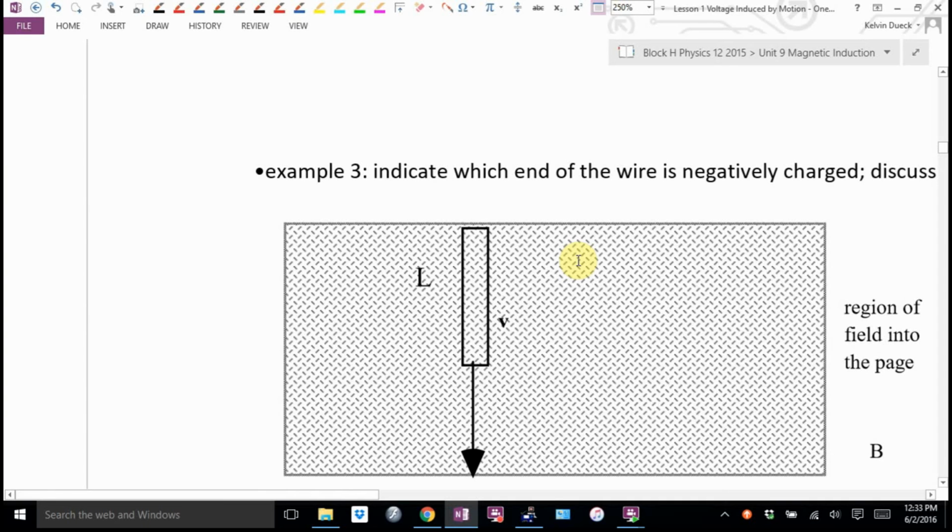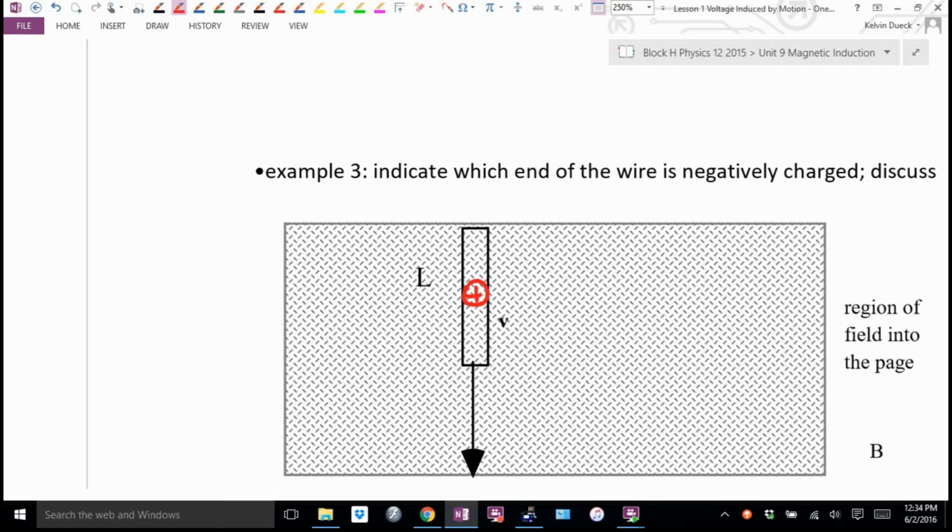Here, the length and the direction of the velocity are in the same direction. Let's use the same trick. Let's put a little positive right there. Which way is the positive moving? Well, which way is the wire moving? Down the page. So which way is that positive charge moving? Down the page. Which way is the magnetic field? So point your right thumbs down the page. Magnetic field into the page. Which way will that positive charge get pushed? To the right. Which way will negatives get pushed?